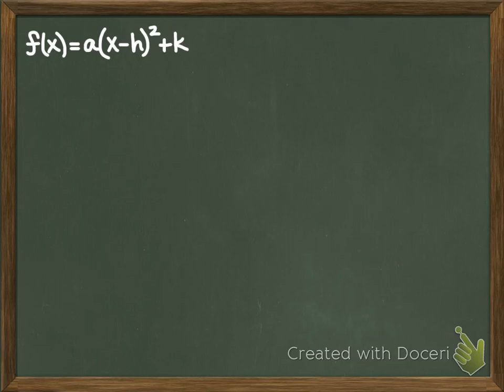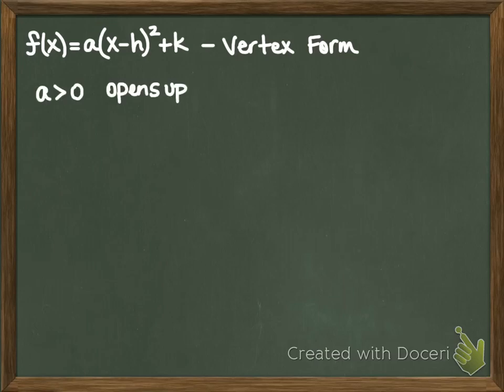Okay, the next form, f of x equals a parenthesis x minus h all squared plus k, is called the vertex form of a parabola. And when it's in this form, it's a little bit easier to find the axis of symmetry, the vertex, etc. When the a in front is greater than 0, or it's positive, then your parabola opens up. When a is less than 0, or it's negative, your parabola opens down.